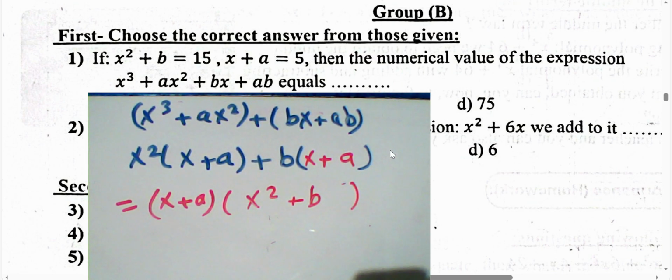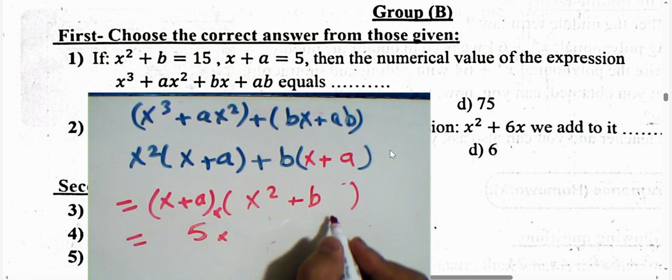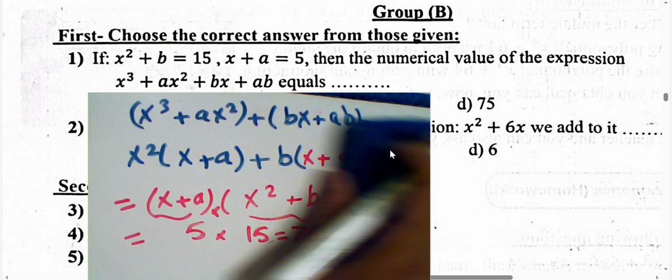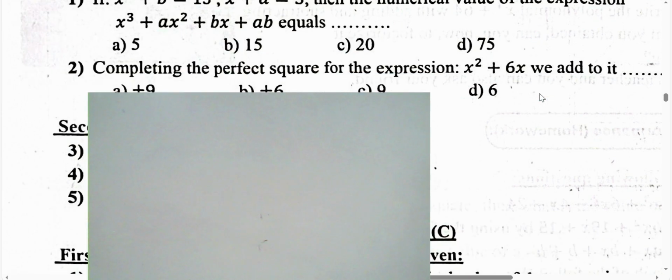But they gave me the value of the first expression, x plus a, equal to 5. Multiply by the value of this expression in the example here, which is 15. 5 times 15 equals 75. Then the answer here will be 75. We choose letter D.